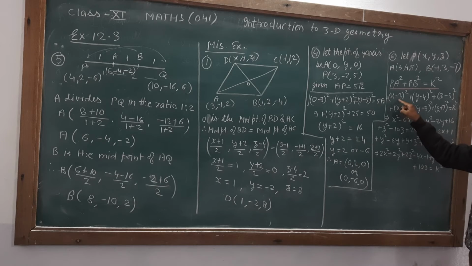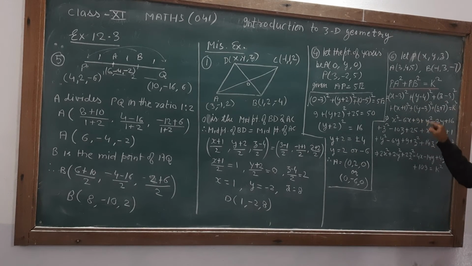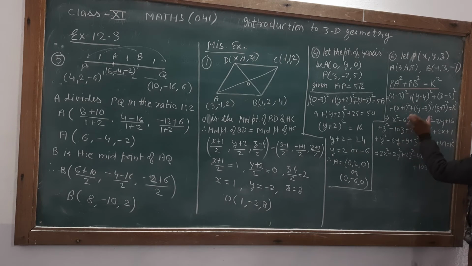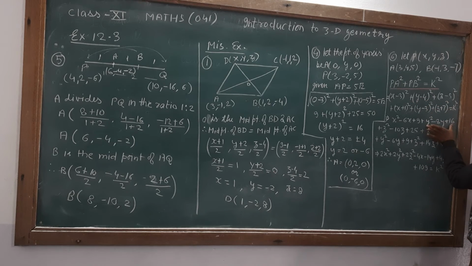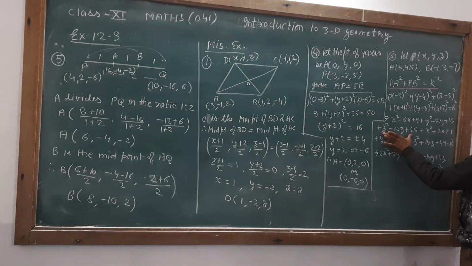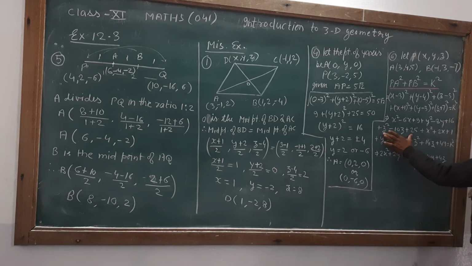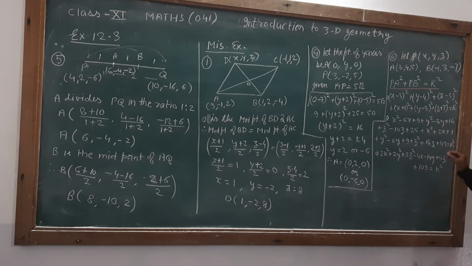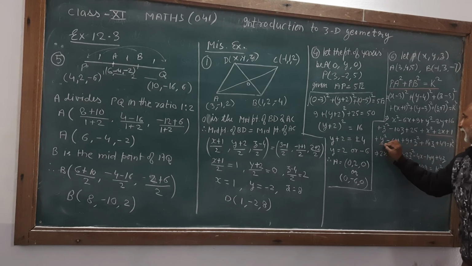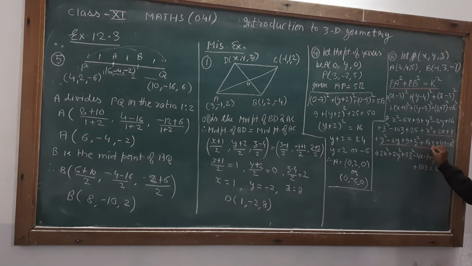Now expand all the six whole squares by using the formula (a + b)² or (a - b)². Expansion of (x - 3)² is this, expansion of (y - 4)² is this, and (z - 5)² is z² - 10z + 25. Likewise, the expansion of (x + 1)², (y + 3)², (z + 7)² is x² + 2x + 1, y² + 6y + 9, z² + 14z + 49, equals k².